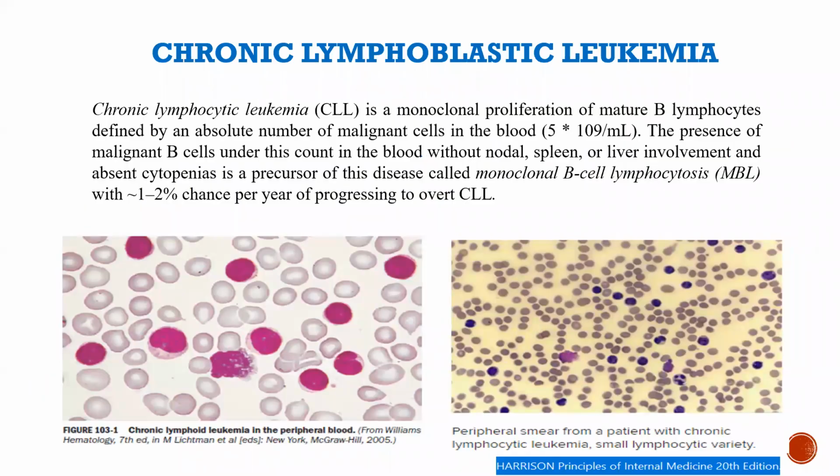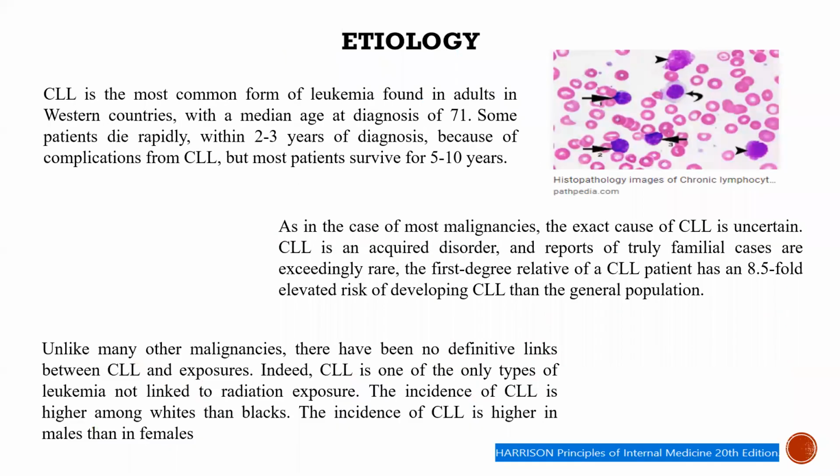And the last type we will discuss today is chronic lymphocytic leukemia. It's a monoclonal proliferation of mature B lymphocytes defined by an absolute number of malignant cells in the blood. The presence of malignant B cells under this count in the blood without nodal, spleen, or liver involvement and absent cytopenias is a precursor of the disease called monoclonal B cell lymphocytosis, with a 1 to 2% chance per year of progression to overt chronic lymphocytic leukemia.